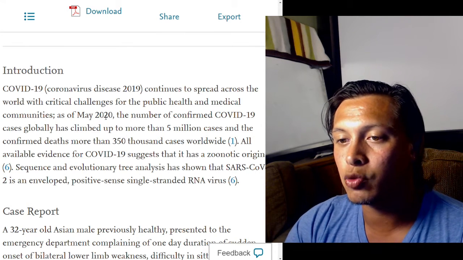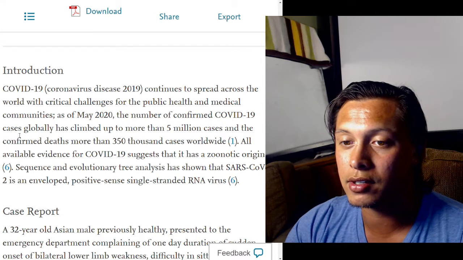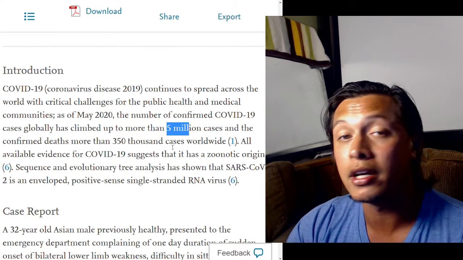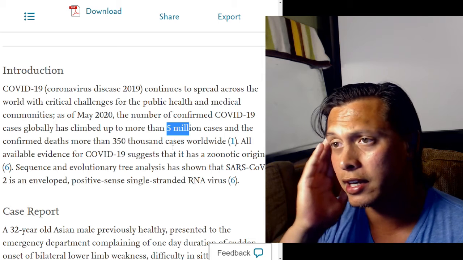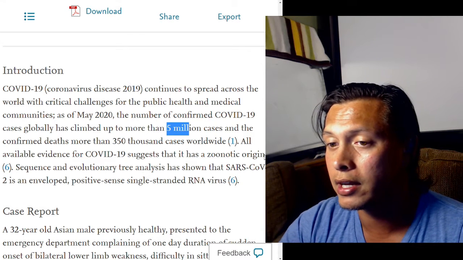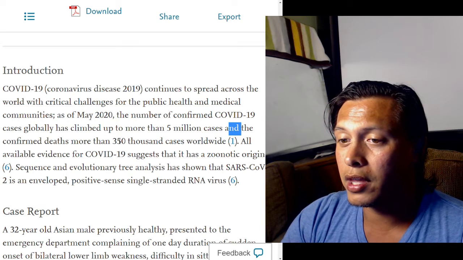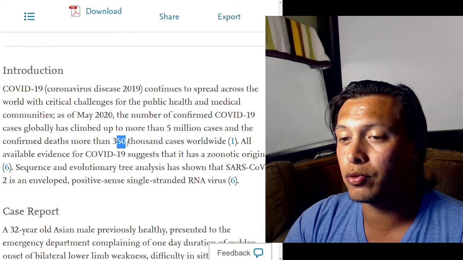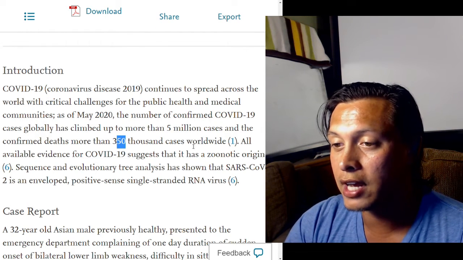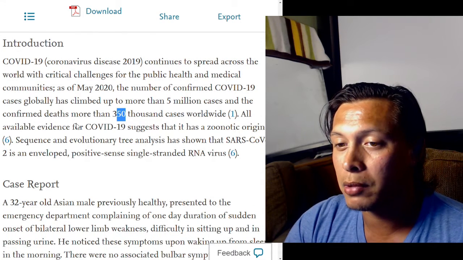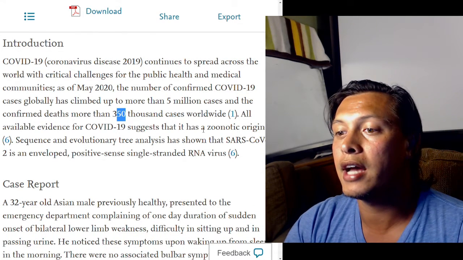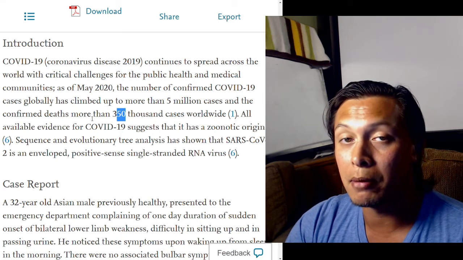As of May 2020, the number of confirmed cases globally has climbed to more than 5 million, and now we are approaching, I think, around 8 million, so they are already behind the curve. And the confirmed deaths, more than 350,000 cases worldwide. So all available evidence for COVID-19 suggests that it has a zoonotic origin, coming from animals.